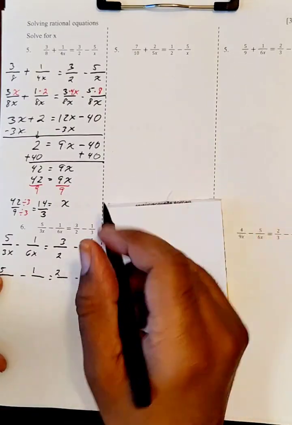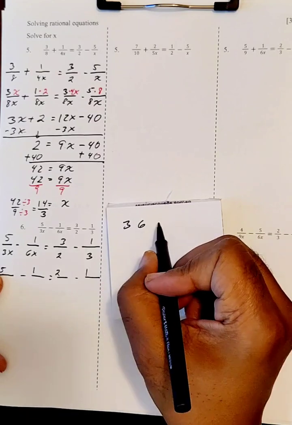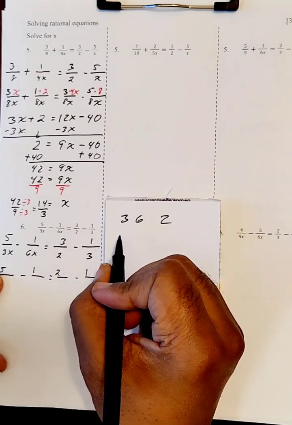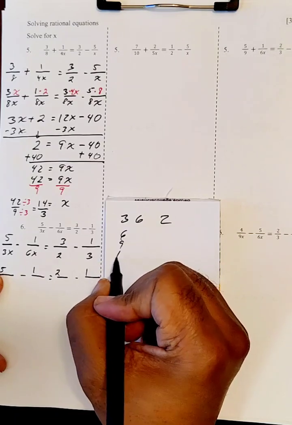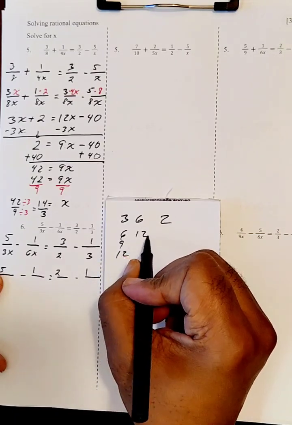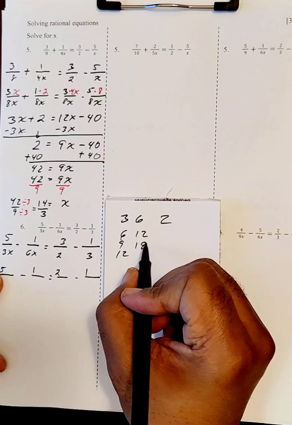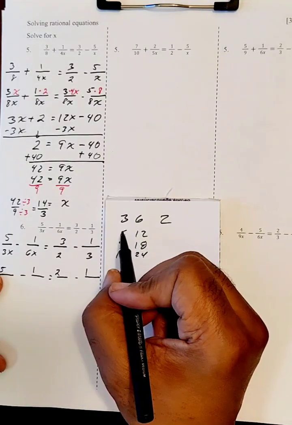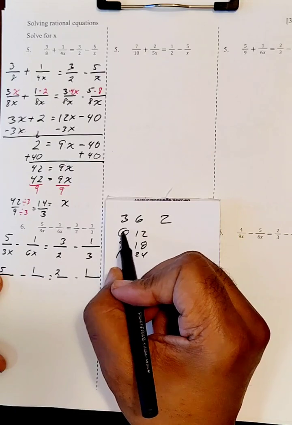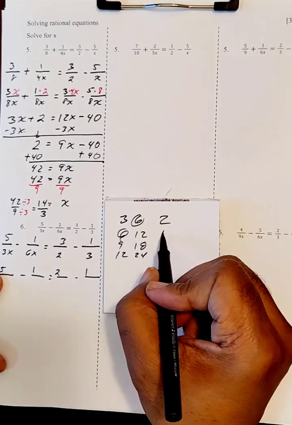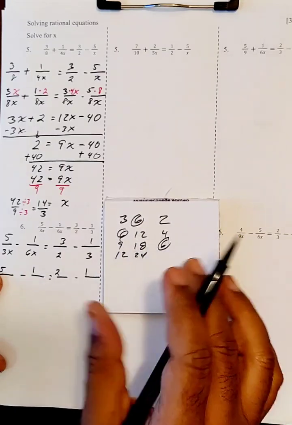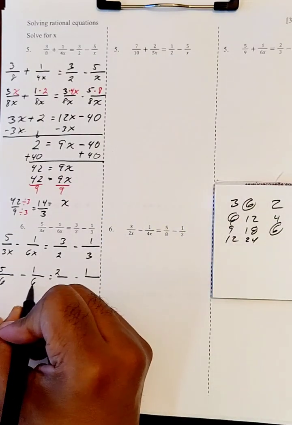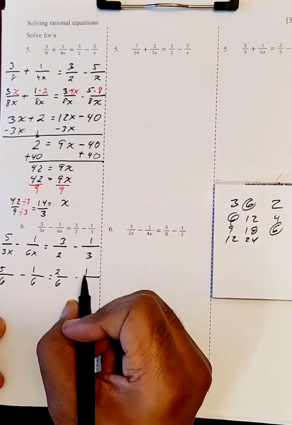So 3, 6, 2, and another 3. But we already got 3. So let's say 3, 6, 9, 12. 6, 12, 18, and 24. And already I'm getting a match here. Okay, so 2, 4, 6. All right, so I got matches there. It's 6. So I'll put 6 here, here, here, and there.